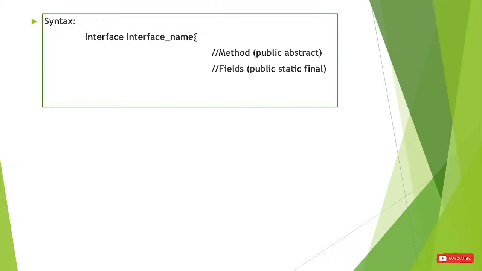And fields means the variables, simply, right? All the variables present inside the interface are public, static and final. If you write public static final with the variable, that is also okay. If you don't write it, the compiler will indirectly add public static final before it, okay? So if you want to declare an interface, remember this: what is present inside the interface are the methods and the fields. All the methods are public and abstract, and all the fields are public, static and final, okay?